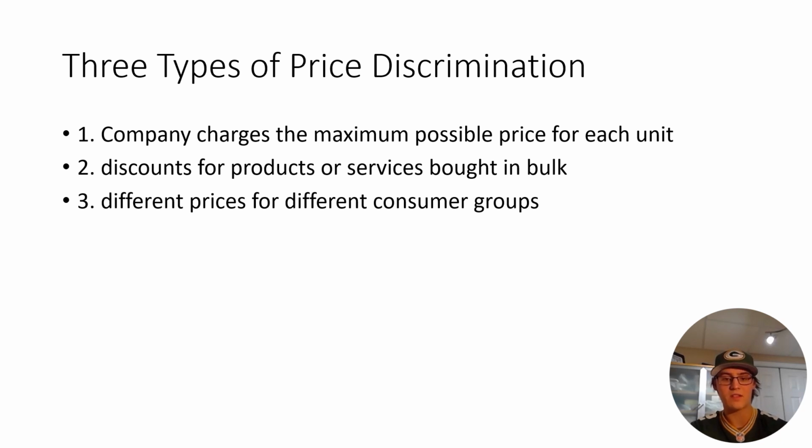So there are three types of price discrimination. One is when a company charges the maximum possible price for each unit, so there's no difference, everybody pays the same amount. The second one is discounts for products or services bought in bulk. So an example would be if you spend $50, you get a $10 discount. And the last one is different prices for different consumer groups, which I will be discussing later on.